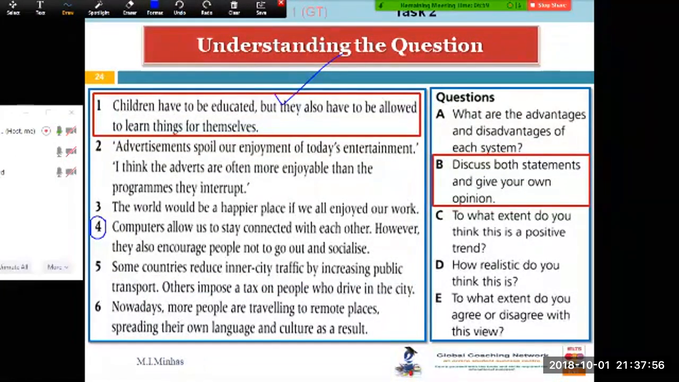Computers allow us to stay connected with each other. However, they also encourage people not to go out and socialize. Okay. Now read statement number 2, and tell me if this is one statement or two statements.